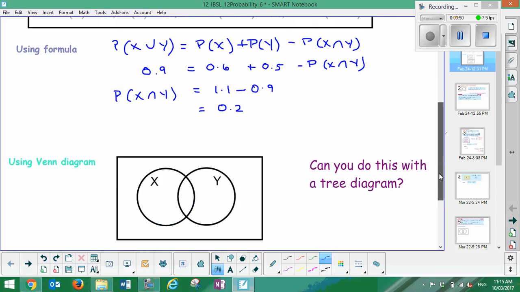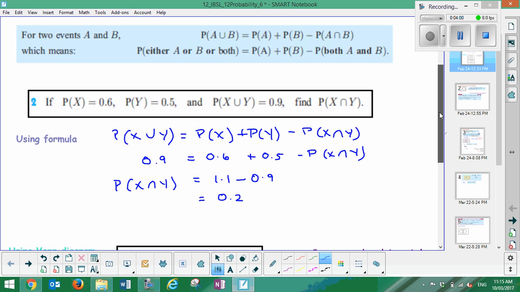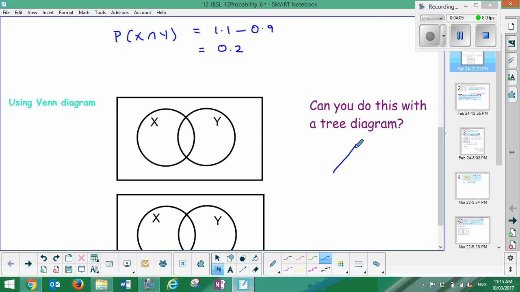Could we have done this with a tree diagram? Could we have drawn that up? Always think about how you present your work and what fits with it. We can't obviously do this with a tree diagram because in a tree diagram all the branches are mutually exclusive. If you either have X or Y, so to have X and Y isn't possible. So no, you can't do that. So these are mutually exclusive.